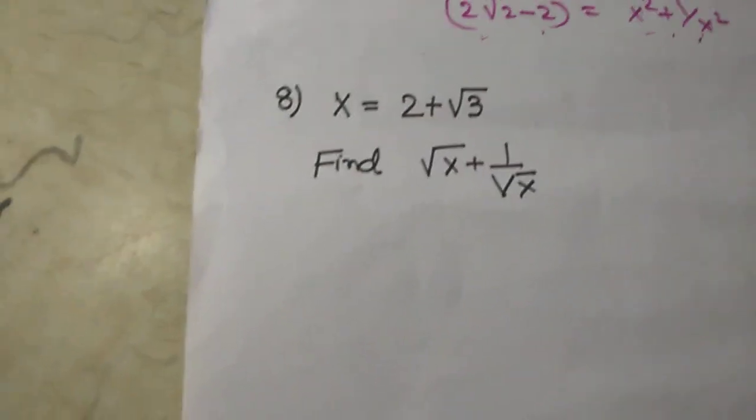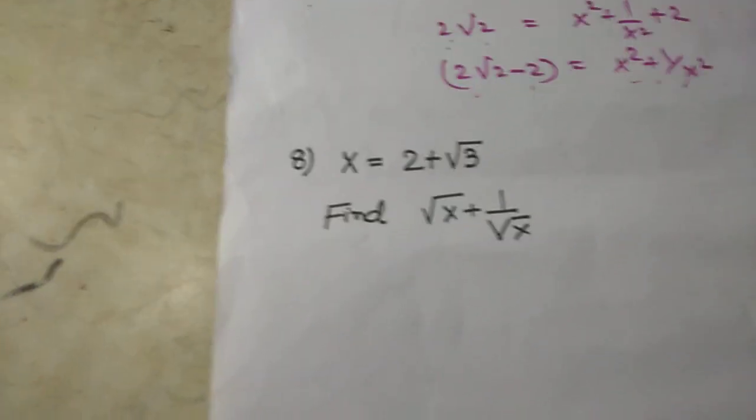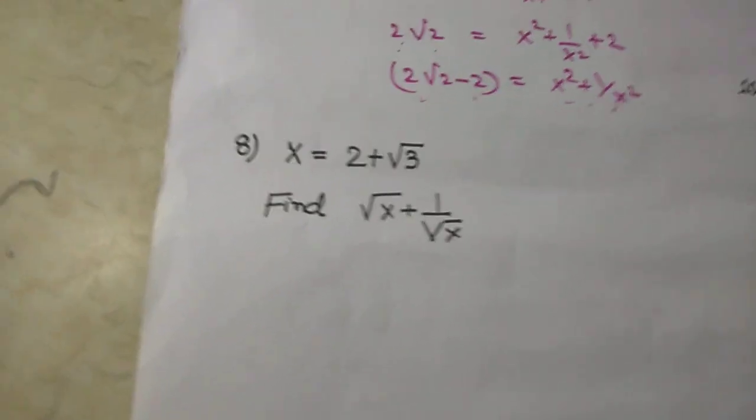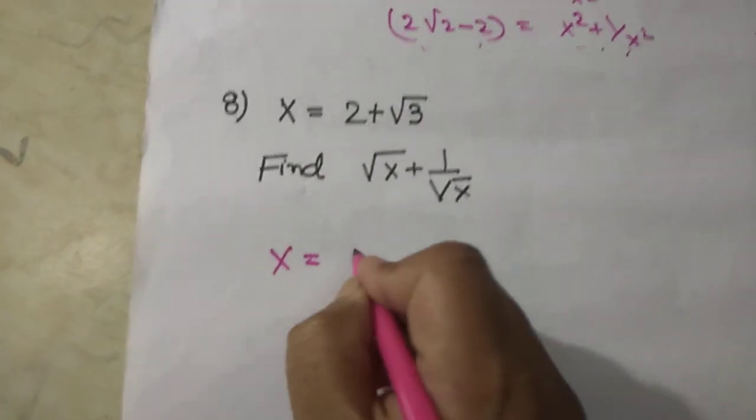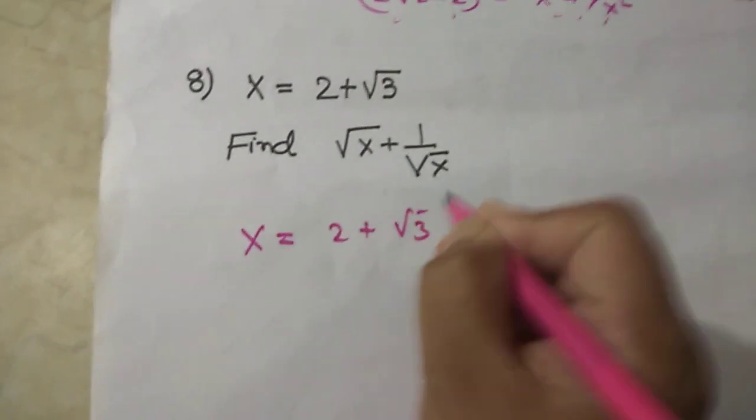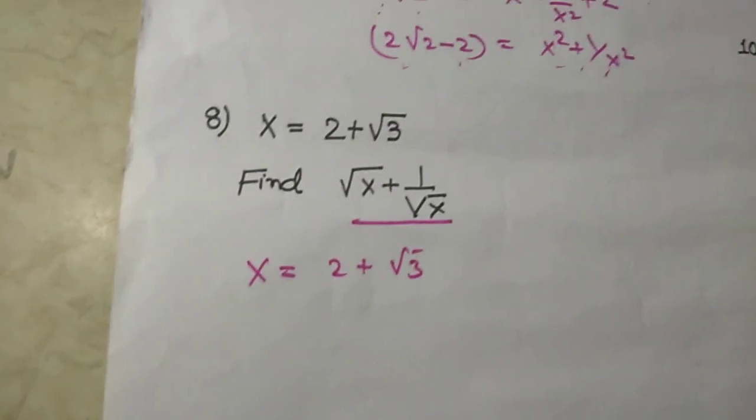Moving toward the next question. Same question, but the pattern should be the same. I'm increasing your level one by one. So if x is equal to 2 plus root 3, how will you find a plus 1 by a?